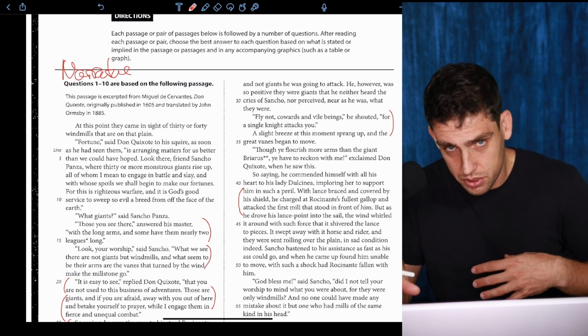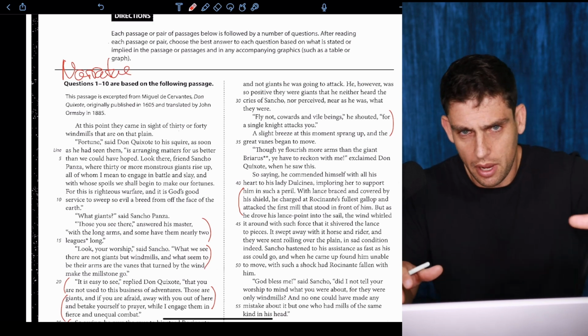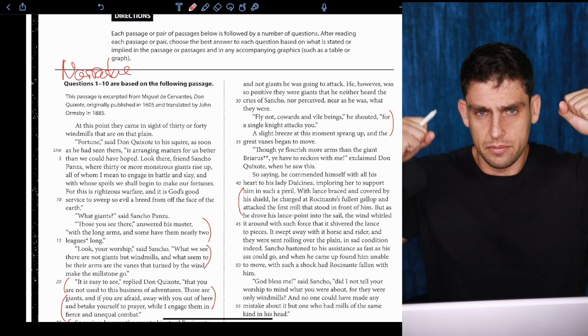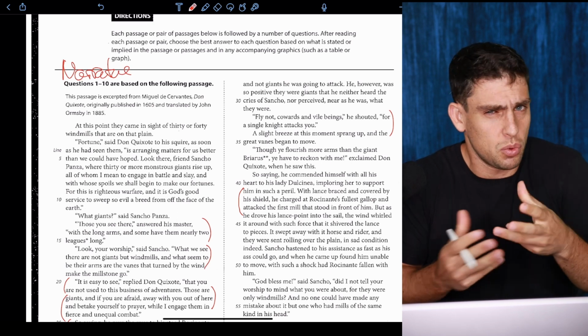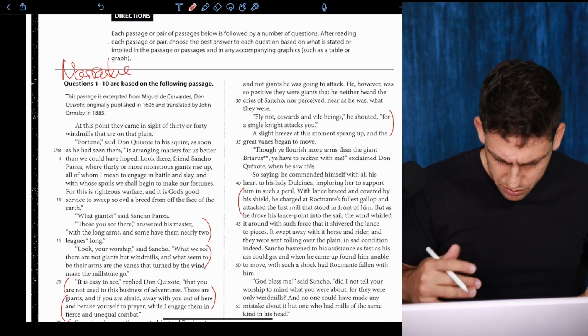Okay, so I got Don Quixote speaking to Sancho. And he's pointing at the windmills and saying we're really fortunate. I don't really know what the character relationship is here, but I'm just giving you the context of what's going on so far.